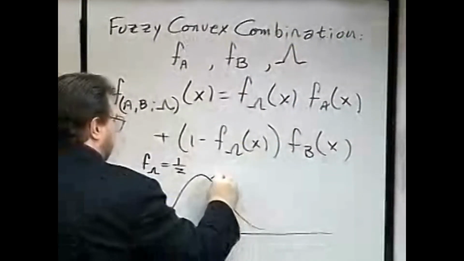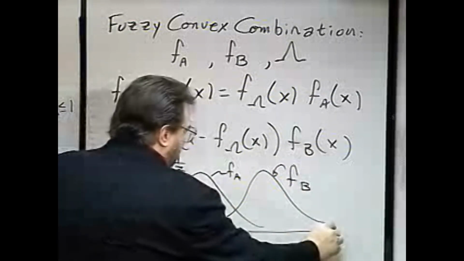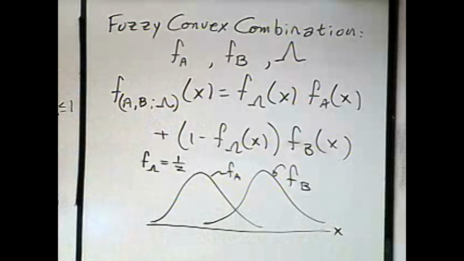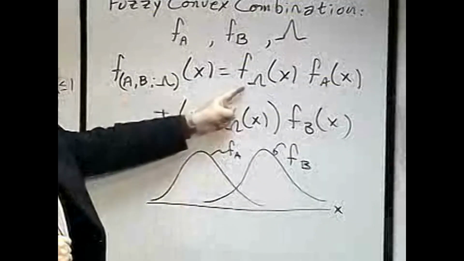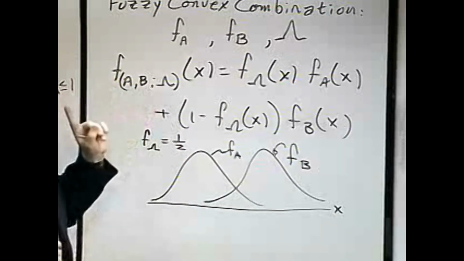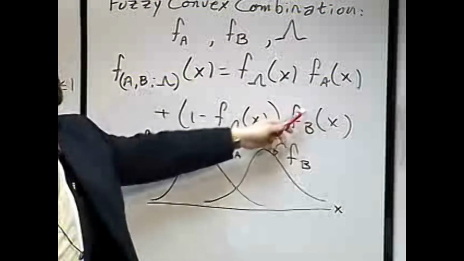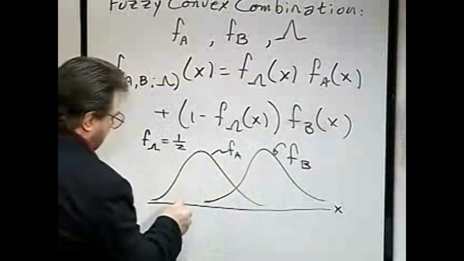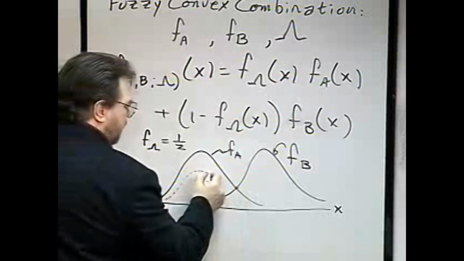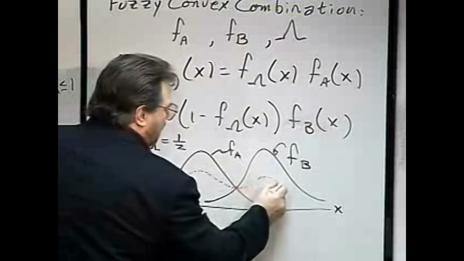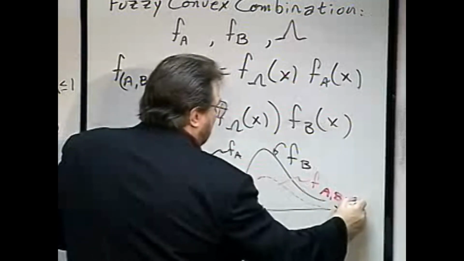Suppose that we had f sub A look like this, and we had f sub B look like this. So these are 2 fuzzy sets as a function of x. Now, if this function lambda was equal to a half, what would the convex combination be? The convex combination would be a new fuzzy set, and this new fuzzy set would be a half of FA plus a half of FB. So in other words, it would just be the average of these two functions, which would look something like this. You notice where they cross over, what's the average here? It's equal to that. So this is the fuzzy membership of A, B, with lambda equal to a half.